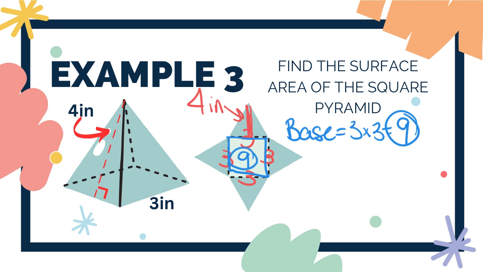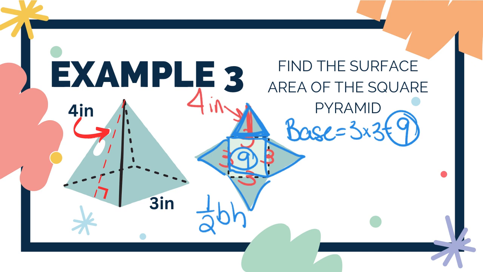Now we have to find the area of these triangular sides. The nice thing is that they're all the same. So if I can find one of them, I can just multiply it by 4, since there's 4 of them all together. So let's remember the area of a triangle is 1/2 base times height. So it's not just base times height. We have to do base times height and then take half of it.